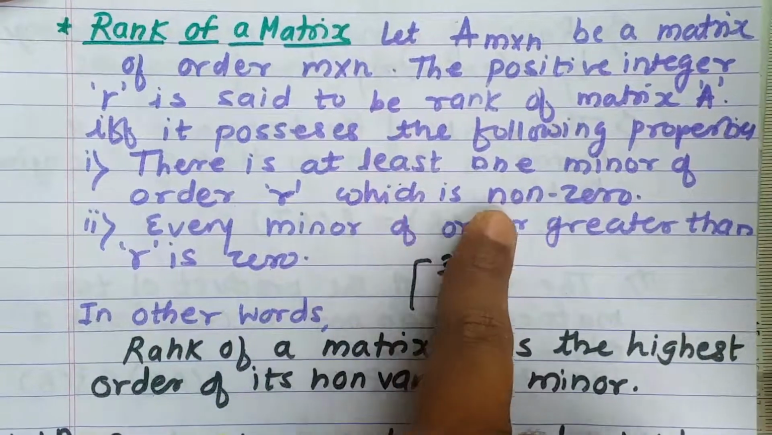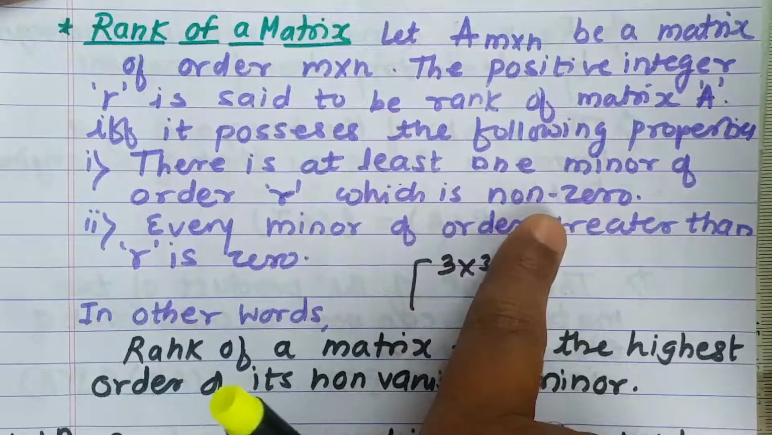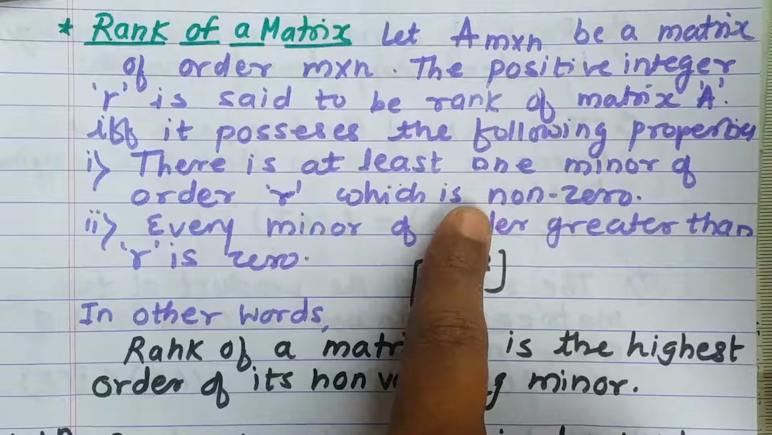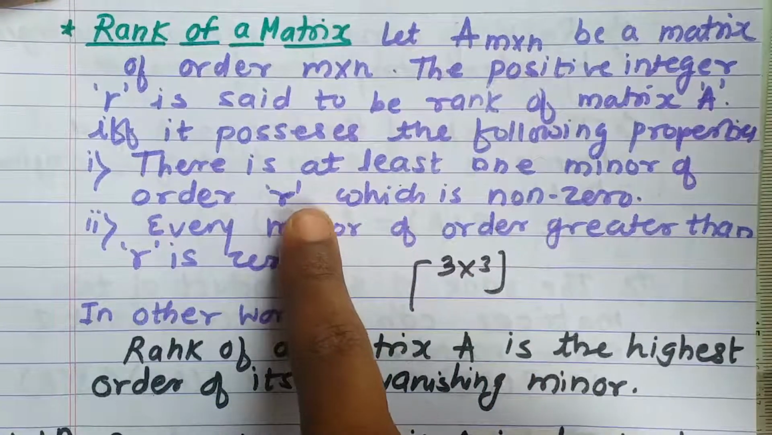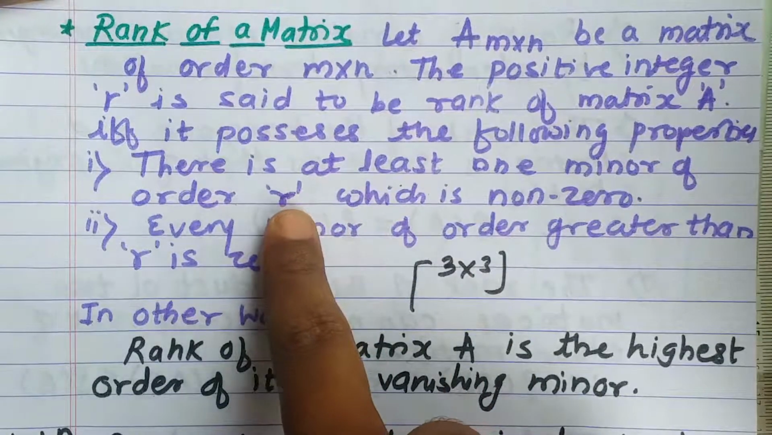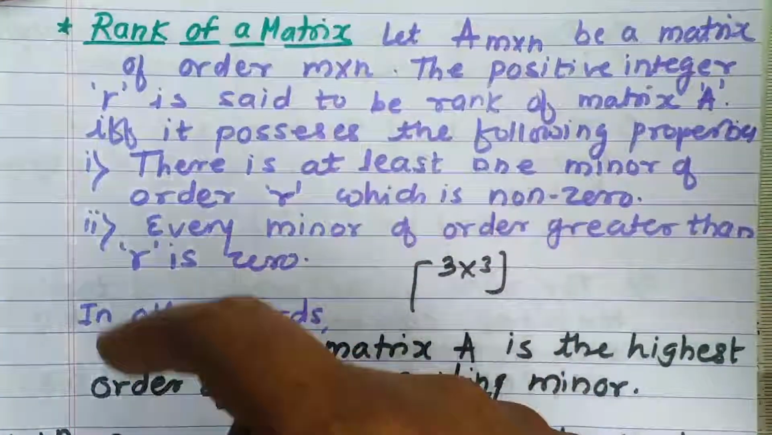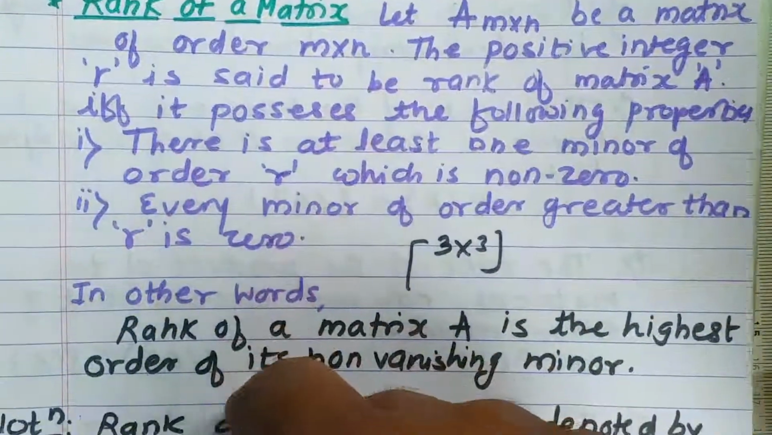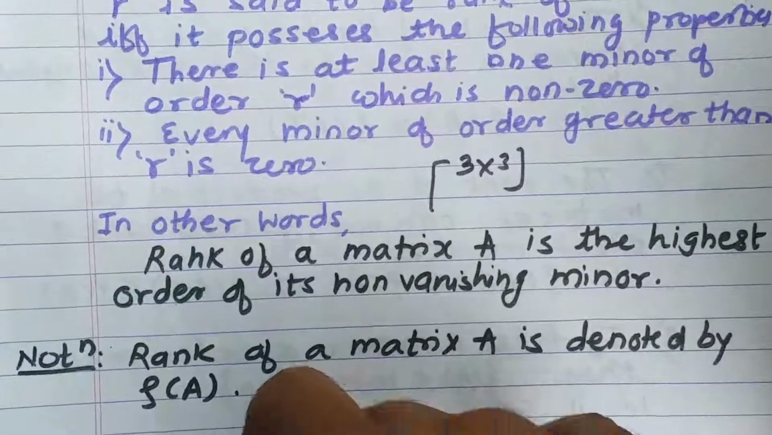Starting from 1, if you have a non-zero minor of order 1, that is a single entry of the matrix, if at least one entry is non-zero, then the minimum rank will be r. Now if you want to check whether that r is the final rank or not, you have to check the higher order minors, minors of order 2, order 3, and so on. And if all the minors of order 2 and order 3 are 0, then we'll call that matrix of rank 1.